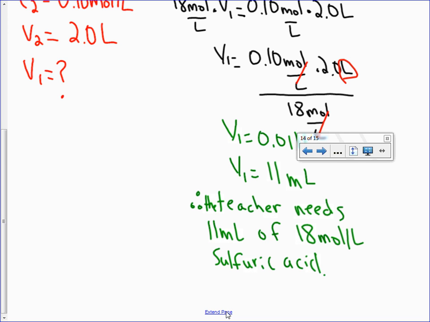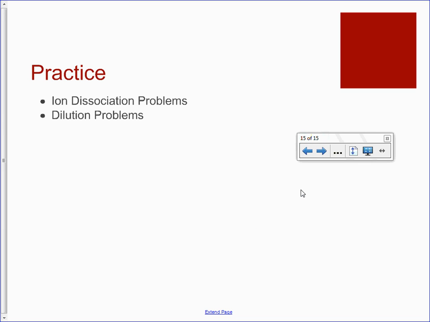All right, so that does it for concentrations and dilutions. What I would like you guys to do is work on the ion dissociation problems and dilution problems found on the last page of the notes.